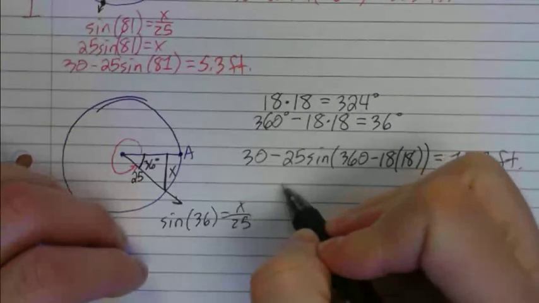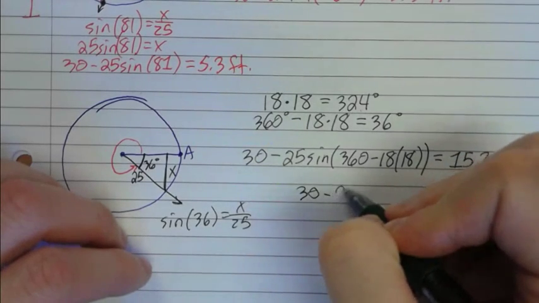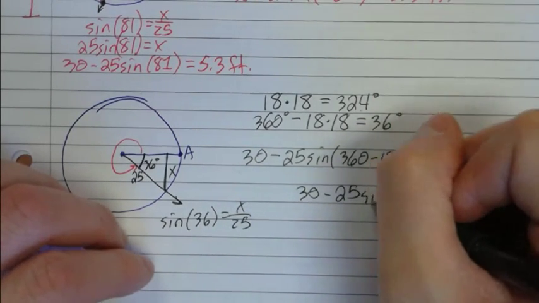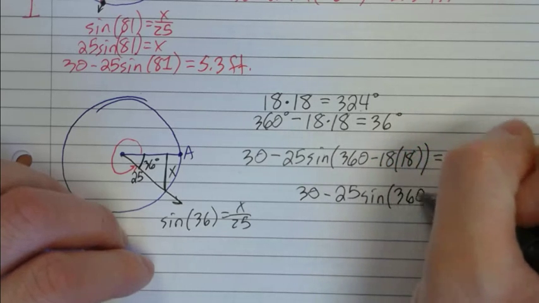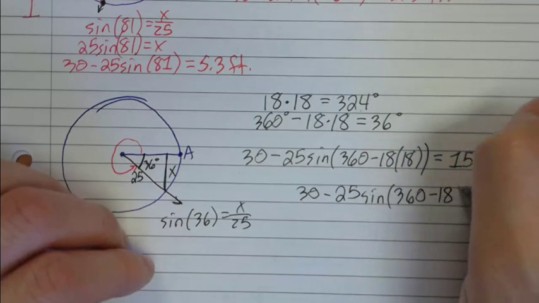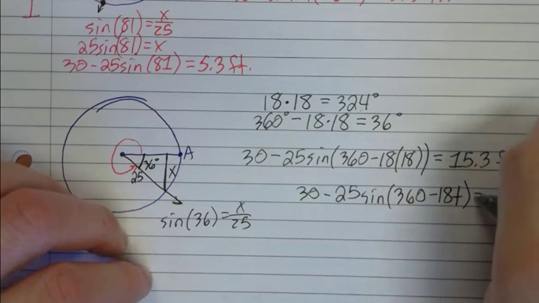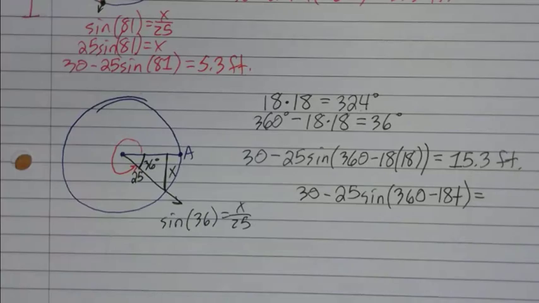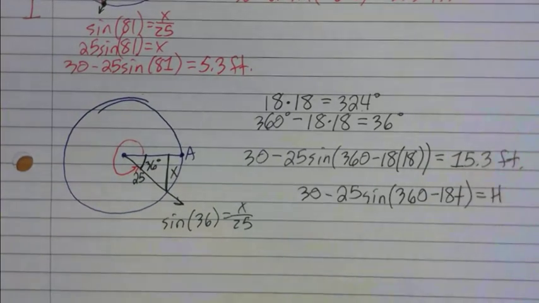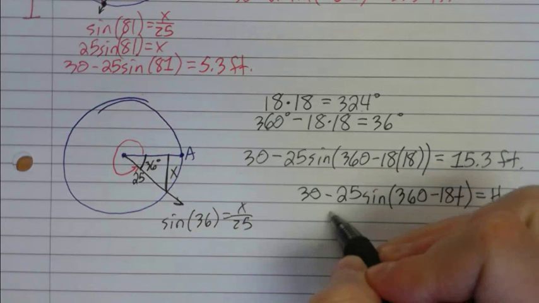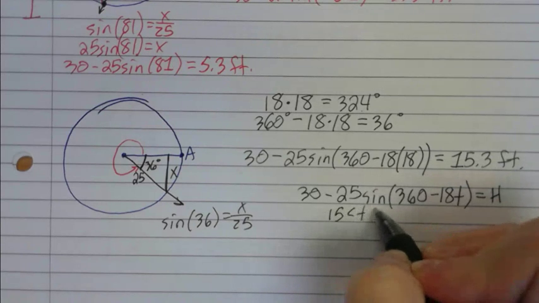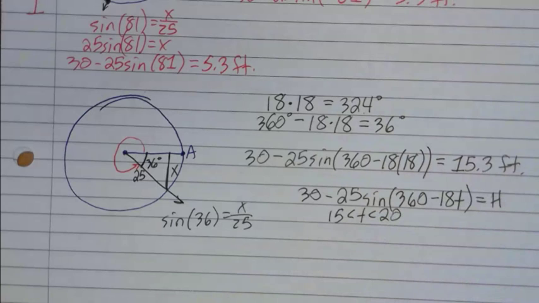And so the general equation here would be 30 minus 25 sine of 360 degrees minus 18 times t. And that would end up giving us the answer that we got before of 15.3. And that is our height. And that was for when we were between 15 and 20 seconds. So you can apply that to basically any amount of degrees or seconds around the circle so that you could find your height after more than one rotation, after more than 20 seconds.